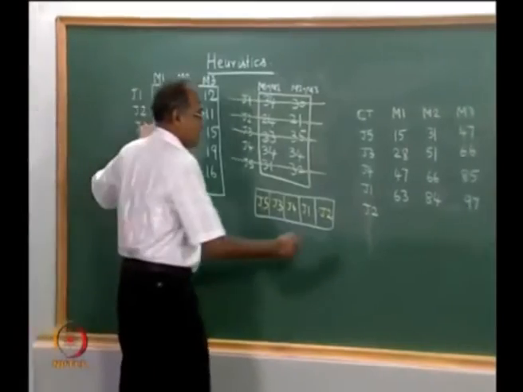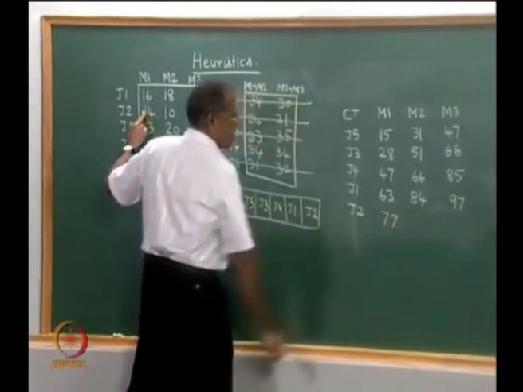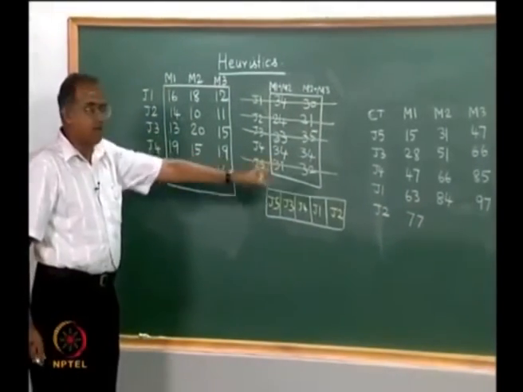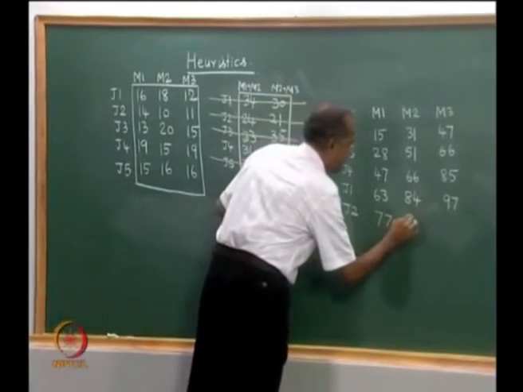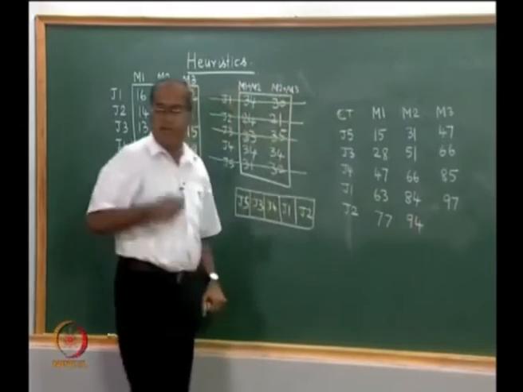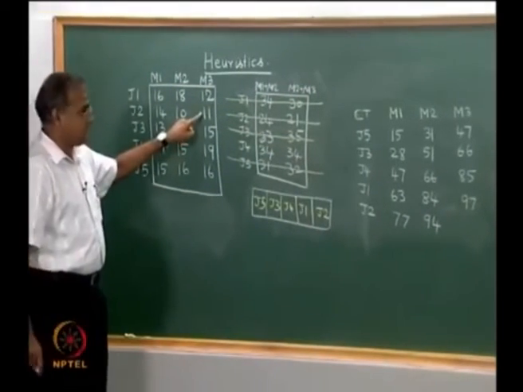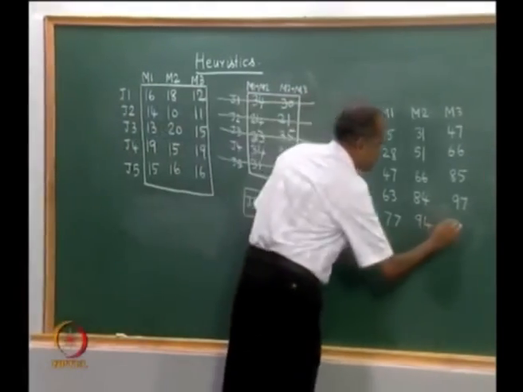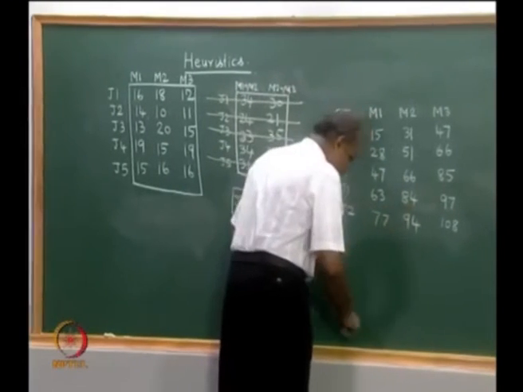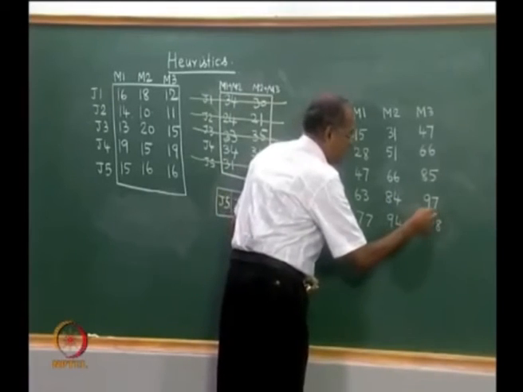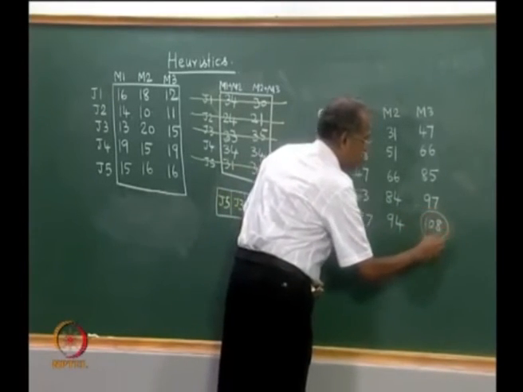Now, J2 is the last job, it can go to M1 at 63, starts at 63, takes another 14, so finishes at 77, waits till 84 for M2, takes another 10, so 94, waits till 97 on M3, takes another 11, so gives us a solution with 108. So, the make span associated with this sequence is 108.